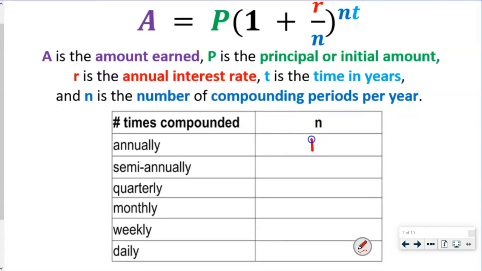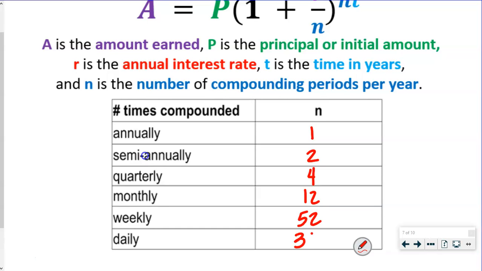So if we said that it's compounding annually, then our number here is 1. And if it's semi-annually, that means twice a year. Quarterly means 4 times a year. Monthly means 12 times a year, right? Weekly is 52 because there's 52 weeks in a year. And then daily would be 365.